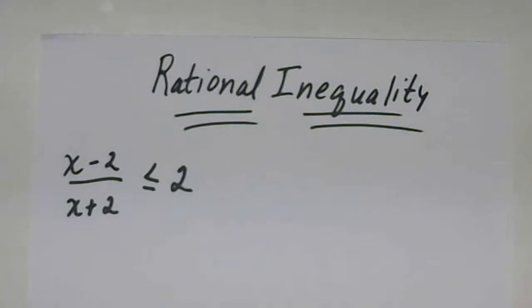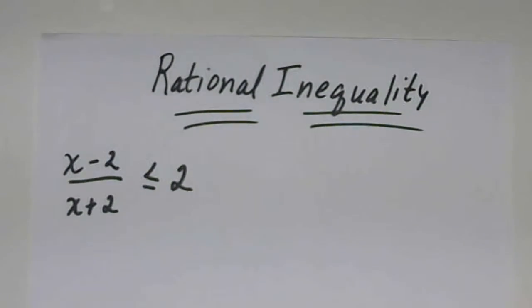Let's solve a rational inequality. When we're solving an inequality, be it rational or polynomial, a key piece of information that we need to know is, are we looking for negative or positive values? And to tell us that, we look on this side of the inequality: are we looking at less than or equal to zero, or greater than zero?